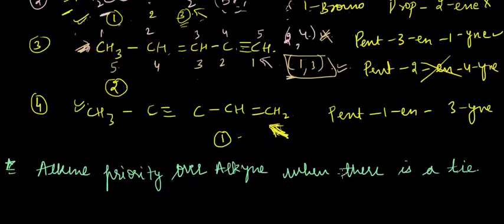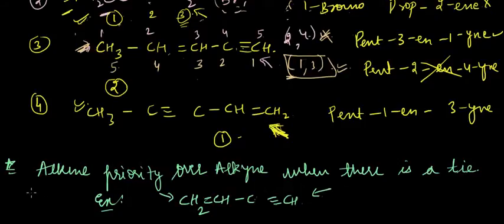Okay, so the example for this can be something like, we have, okay. So in this case you can find the alkene and alkyne both at first position if you start either from this carbon atom or this carbon atom, but according to this note which I have just written above, you should be starting the numbering from this carbon atom. Okay, why? Because there is a tie and hence alkene would be given priority over alkyne.